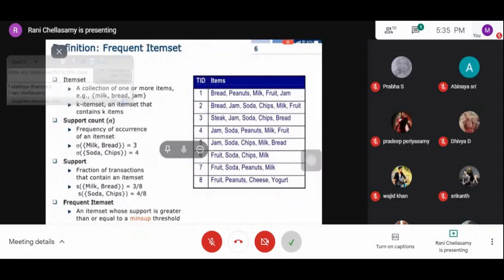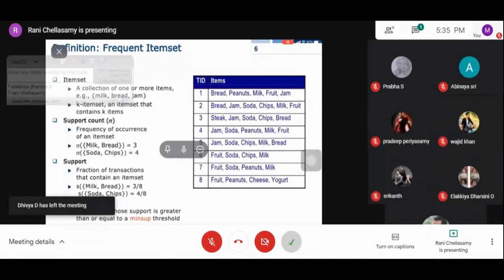Likewise, for the support of soda and chips, the support count is already calculated. So how do you calculate the support? The support count of the combination divided by the total number of transactions. That is your support. A frequent item set is nothing but an item set whose support is greater than or equal to the minimum support threshold. So always check against the minimum support threshold value, and if it satisfies the condition, then you take the particular item set as a frequent item set.